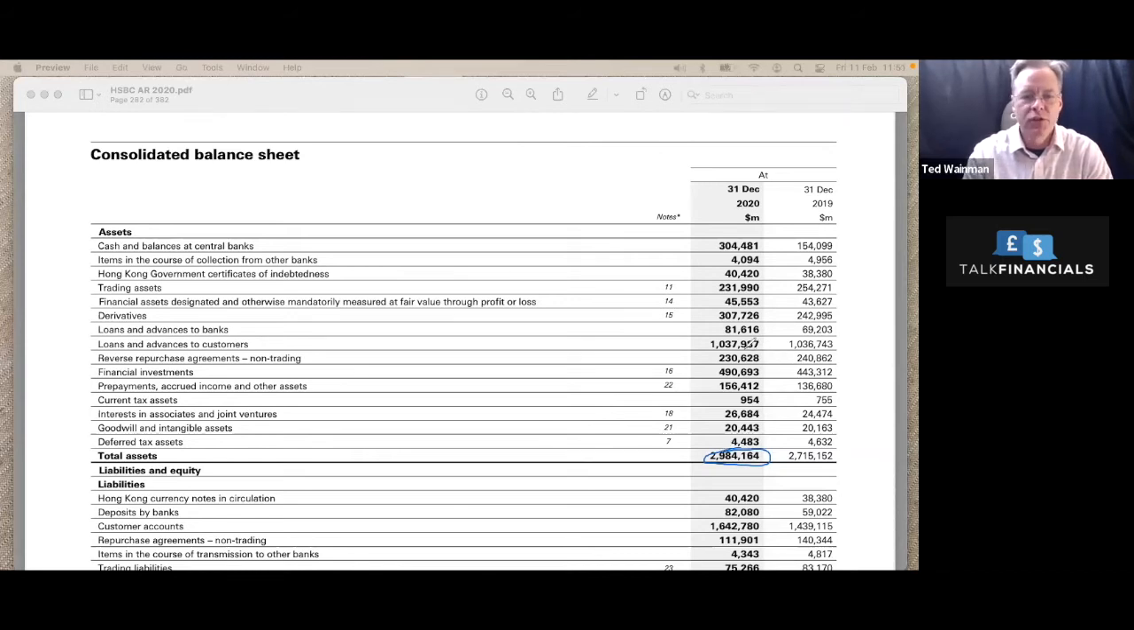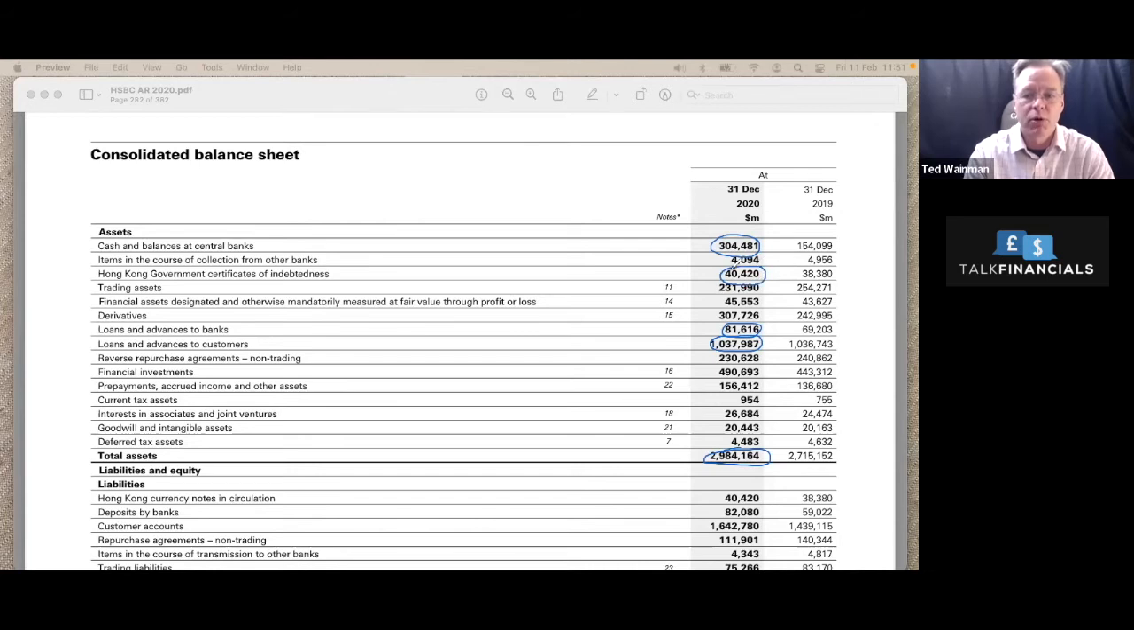And their biggest number is these loans and advances. They've got loans and advances to customers. There they are. A little bit of loans and advances to other banks as well. But $1 trillion of loans and advances to customers, and obviously that's where they make their money. That's really the commercial banking side. They've got some money sitting on deposit at the central bank. So we think about the Bank of England as HSBC's bank, whereas HSBC is obviously my bank. You're going to have some things like Hong Kong certificates of indebtedness.